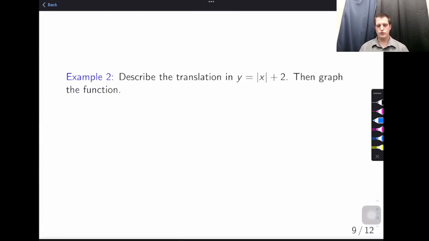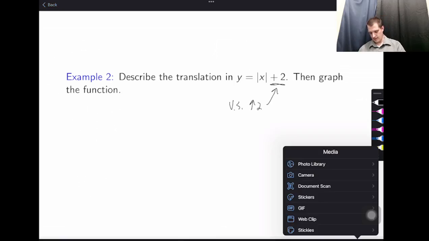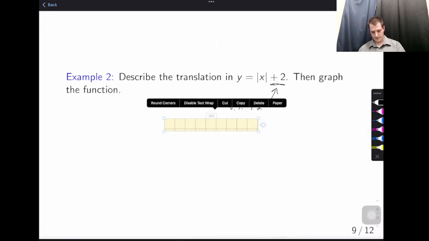All right, so we're going to describe the translation in y is equal to x plus 2. Then we're going to graph the function. All right, well, this right here, if you recall, that was just a vertical shift. There's my abbreviation of up by 2. Since it's plus, we go up. So let's go ahead and give this a quick graph.